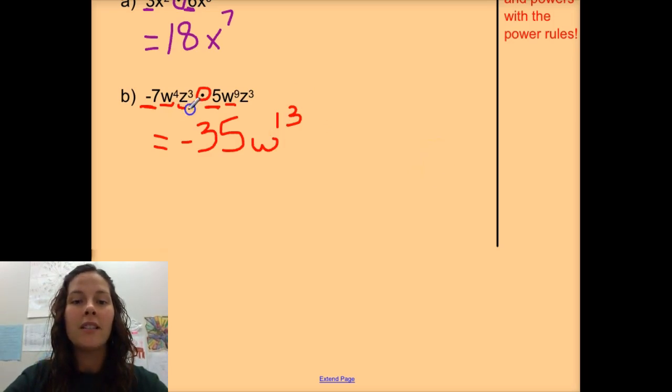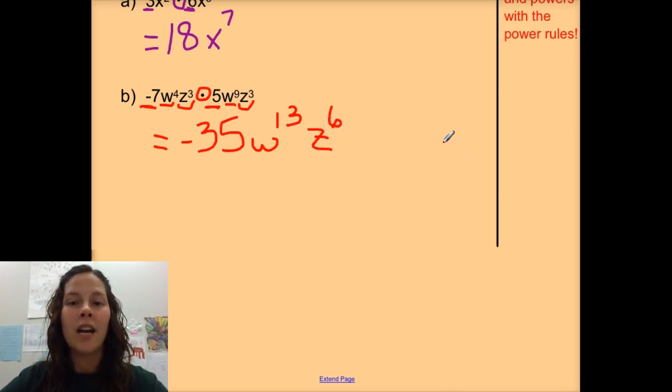And finally, I've got z cubed times z cubed. If I were to write all of those out, I would have 6 z's being multiplied together, or I'm adding those exponents.